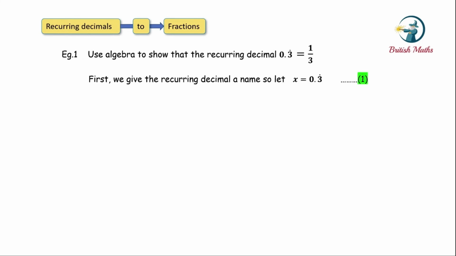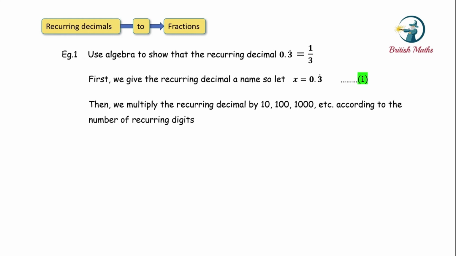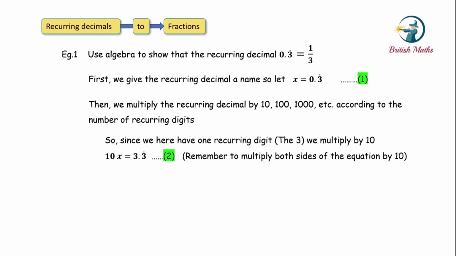First, we call the given decimal a name. So instead of writing 0.3333, we'll say that 0.3 recurring is called an x, so x equals 0.3 recurring. Then we multiply the recurring decimal by either a 10, 100, 1,000, depending on how many digits are recurring. So in our example here, we have only the 3 recurring, so 1 decimal, so we multiply by 10. Of course, since this is an equation, when you multiply by 10, you multiply both sides. So this becomes 10x on the left and 3.3 on the right.